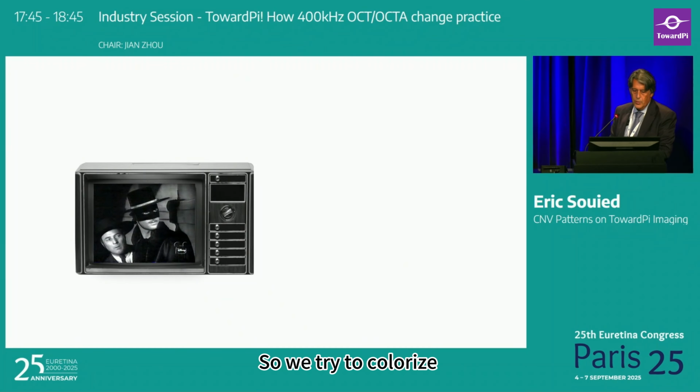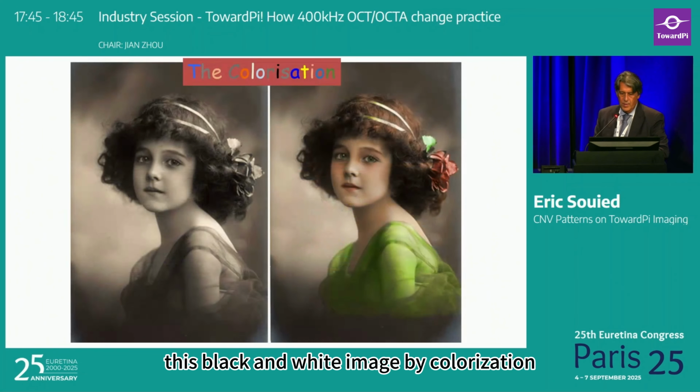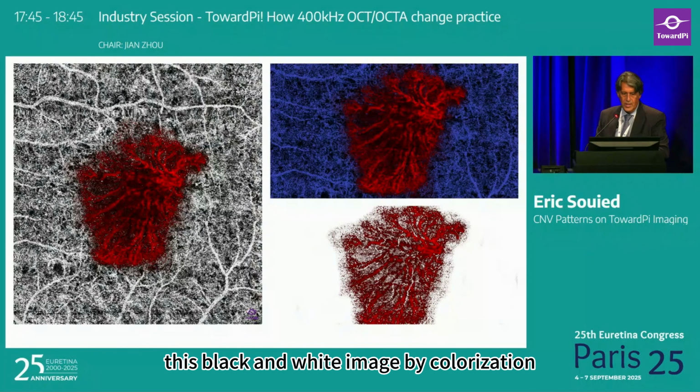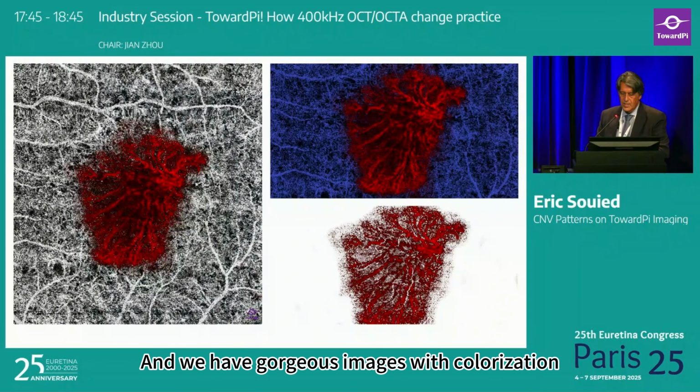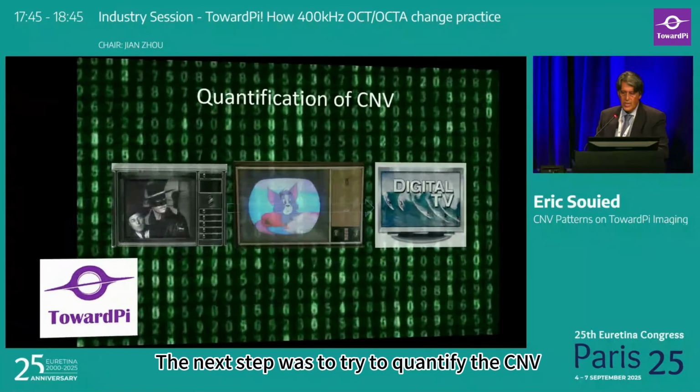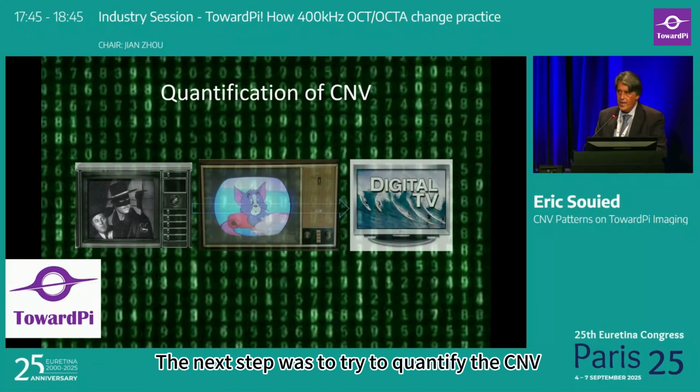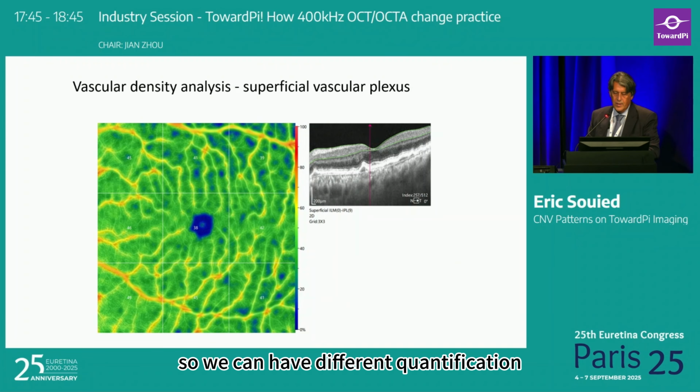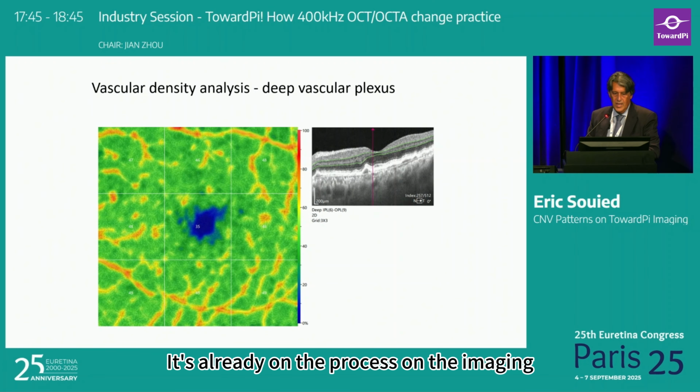We tried to colorize this black and white image, and we have gorgeous images with colorization. The next step was to try to quantify the CNV. We can have different quantifications. The first one is the vascular density analysis, which is automatic. We don't have to make measurements. It's already processed on the imaging.